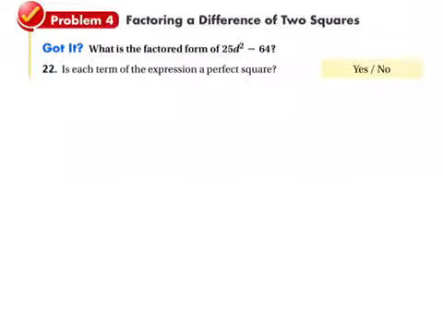So what is the factored version of 25d squared minus 64? First ask yourself, is each term of the expression a perfect square? Yes. So look at the square root of the first term, the 25d squared, that's 5d, and look at the square root of the second term. The square root of 64 is 8, and because it's a difference, make one positive and one negative.